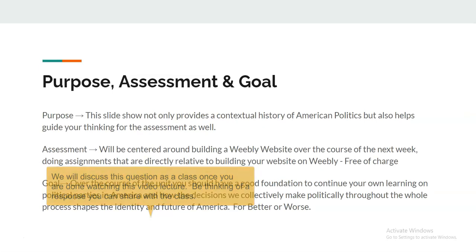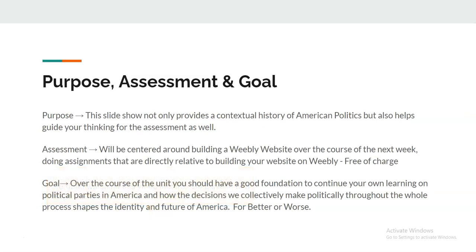The purpose, assessment, and goal. The purpose is that this slideshow not only provides a contextual history of American politics, but also helps guide your thinking for the assessment as well. The assessment will be centered around building a website over the course of the next week or several weeks, doing assignments that are directly relative to building your website on Weebly, and this is free of charge.